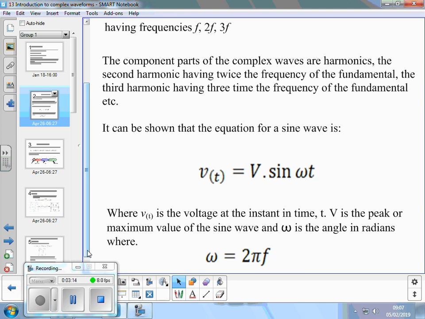We can show that the equation of a sine wave is little v at time t, little v because we're talking about instantaneous voltage, okay, is equal to capital V, that's the amplitude of that waveform, the maximum value, times the sine of omega t.